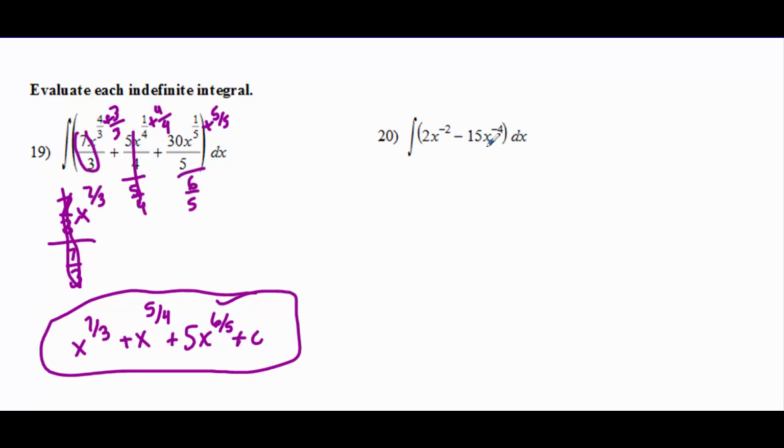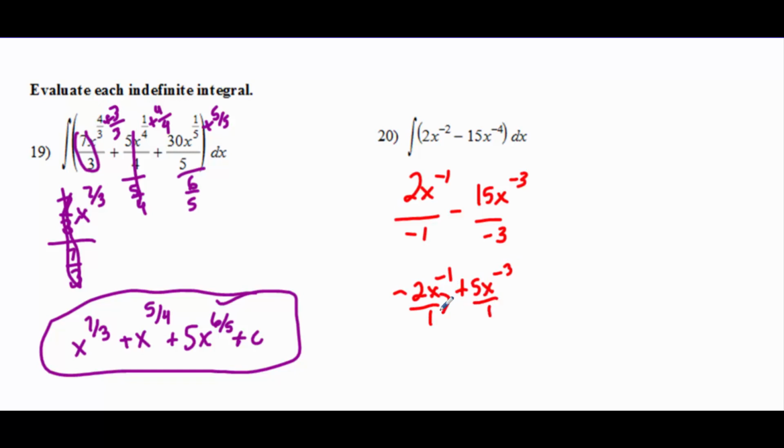On 20, these are negative exponents. We're going to add 1 and then divide, and so that's 2x to the negative first divided by negative 1 minus 15x to the negative third divided by negative 3. Now, be careful here, because we want to divide, so this gives us negative 2x to the negative first, and positive 5x to the negative third, and then we're also going to move the x's down to the bottom so that they have positive exponents, because we like that in math for some reason. So this is negative 2 over x plus 5 over x cubed plus c.